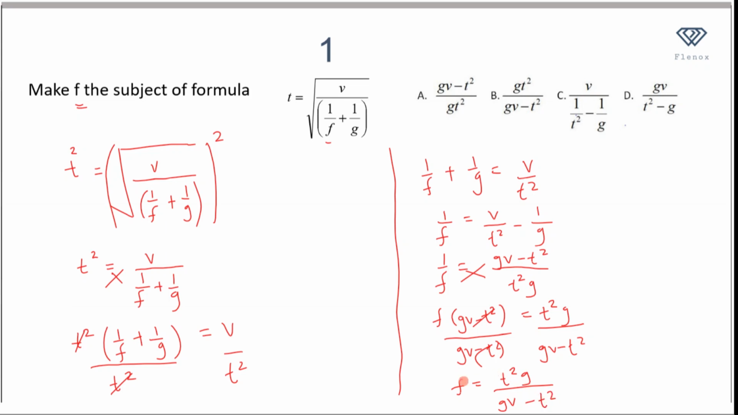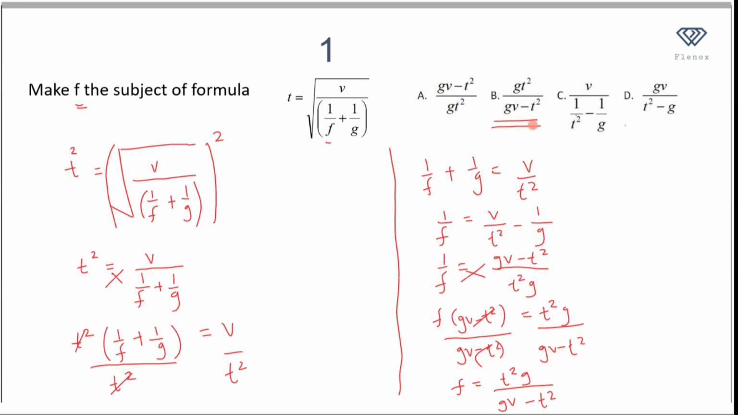And when we look at it, what option corresponds to that? We can see it is option B, where we have f is equal to g t squared, same thing as t squared g over gV minus t squared. So the answer to this question is B.